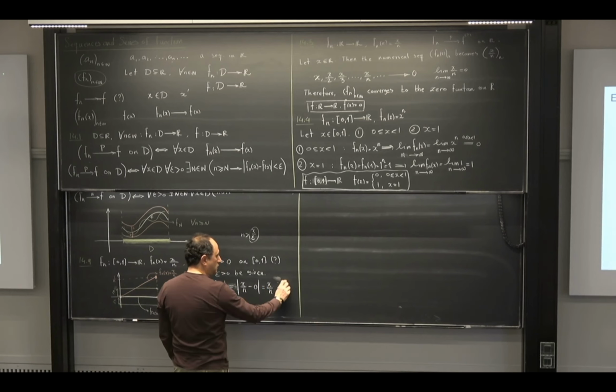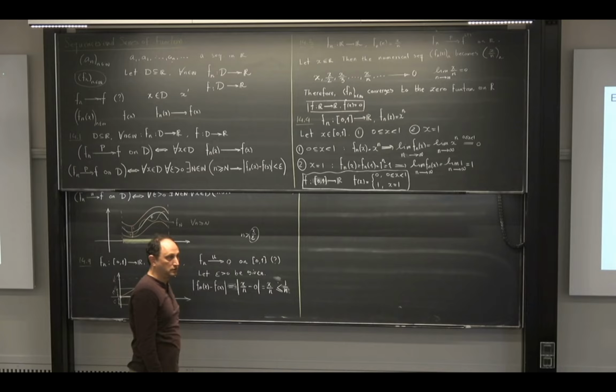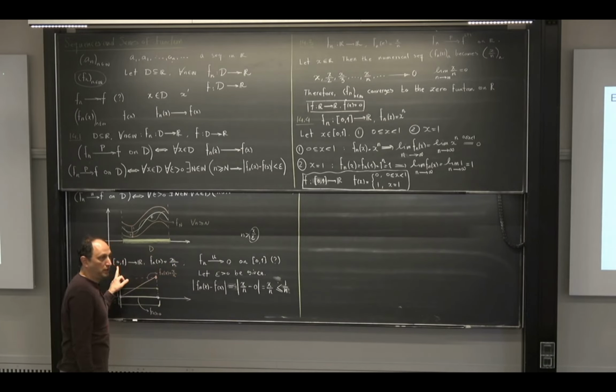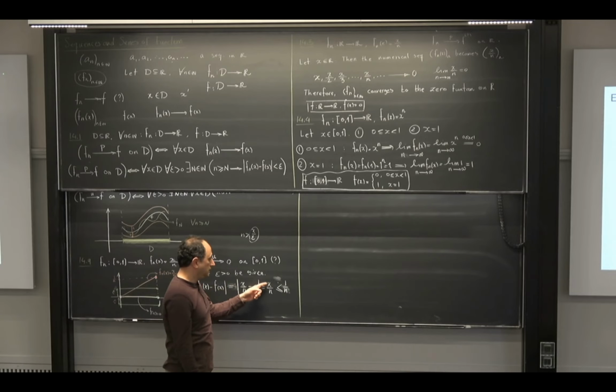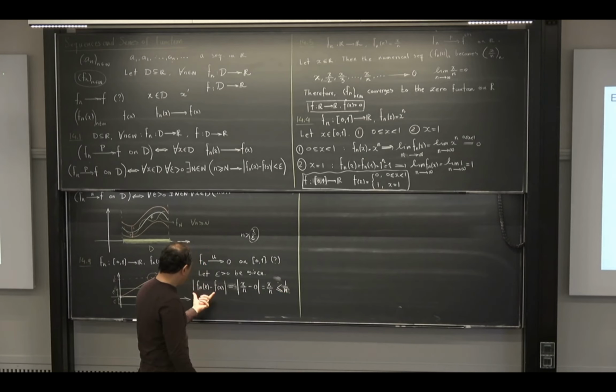Do you agree that this one is less than or equal to this? Because I am working in this domain, x is a number there. So it is definitely clear that x over n is less than or equal to 1 over n. But my goal is to make this less than epsilon. Okay, if I make this less than epsilon, I am done.